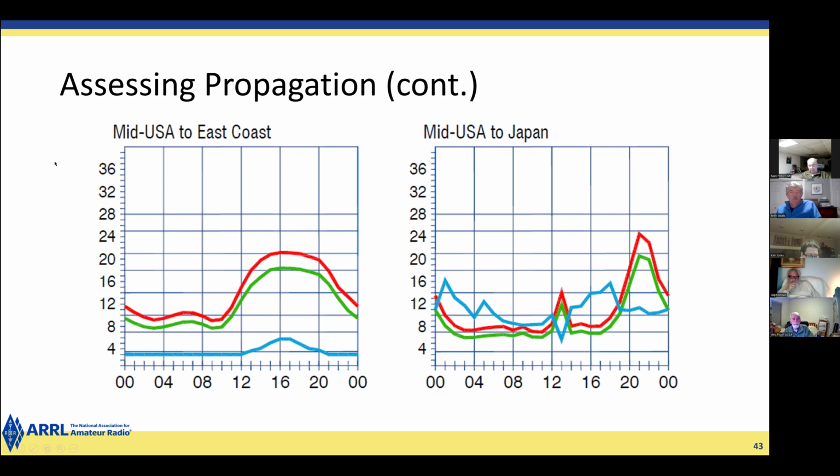And that's going to be in the email if you want to look at that stuff later. But the point I have here is that the bands where you get propagation between two points vary with time of day, and they vary with the path between two locations on Earth, even on the same day at the same hour.